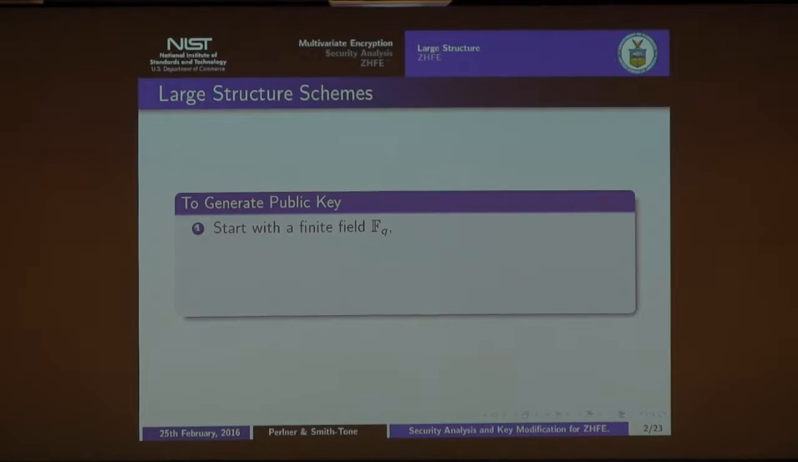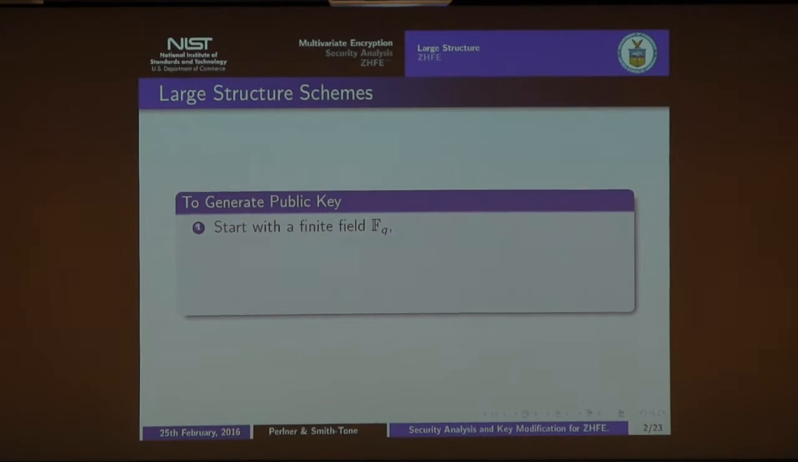So there are small structure schemes, right? Like small field schemes, thinking of signature schemes, like oil and vinegar, unbalanced oil and vinegar, rainbow, this sort of thing. For a lot of these schemes, it's useful to use some type of large structure, and that doesn't have to be an extension field. It just has to be some large structure where you can use a multiplicative structure to get something that's nonlinear.